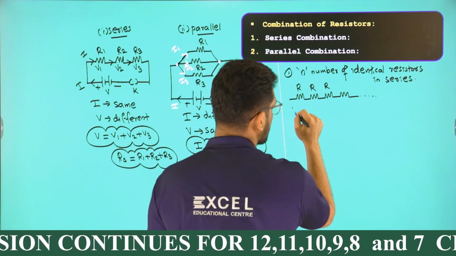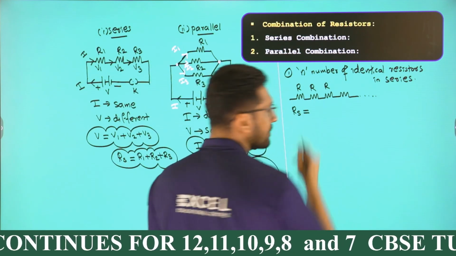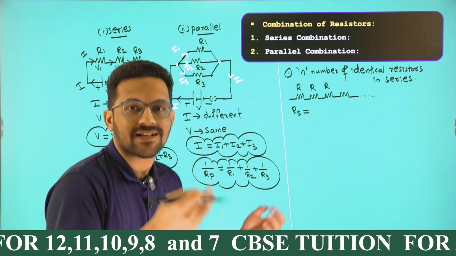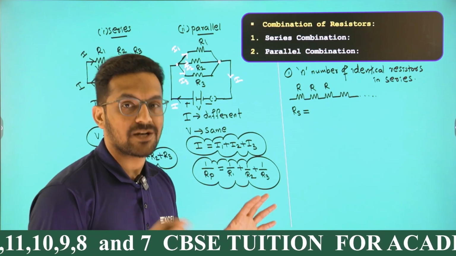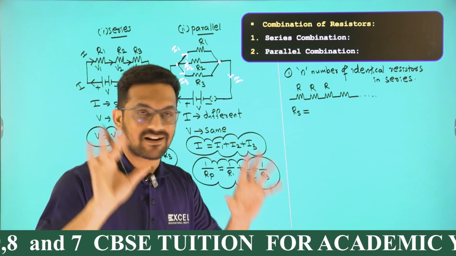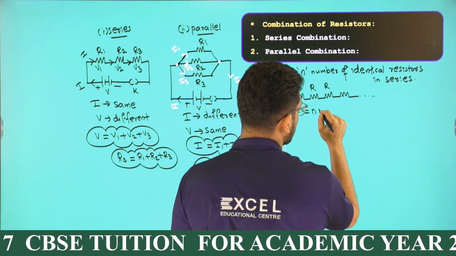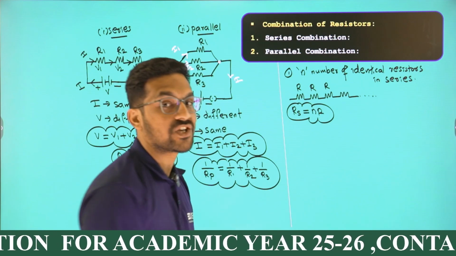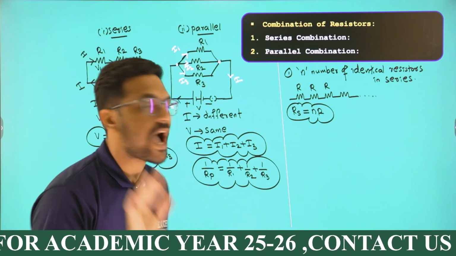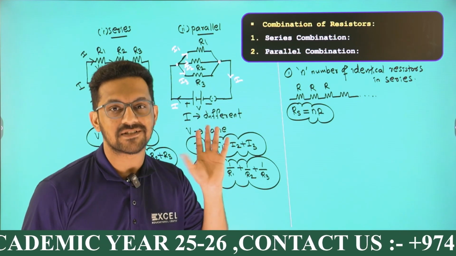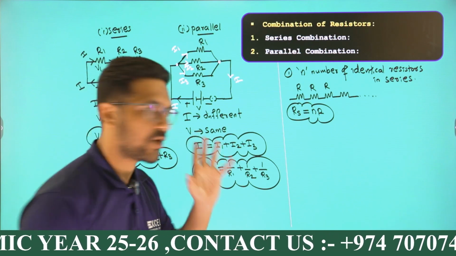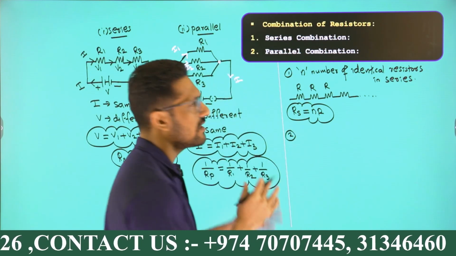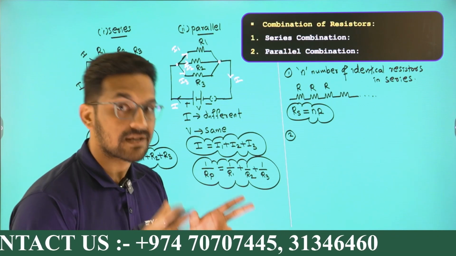How to find the effective resistance in series? R1 plus R2 plus R3, right? So R plus R plus R, up to n. That means n times R. So this is a very simple equation to find the effective resistance in series if you have n identical resistors in series. Right?